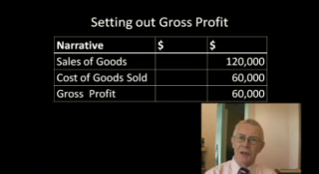We set out these figures in column form. She has total sales of $120,000, cost of goods sold $60,000, and therefore profit $60,000. Note that these figures, which are used in the calculation, are set out in the third column.